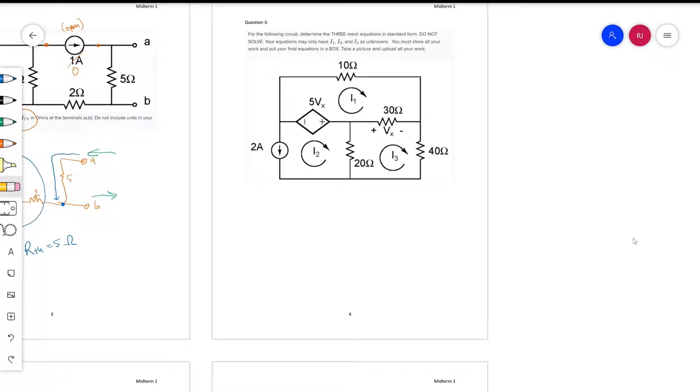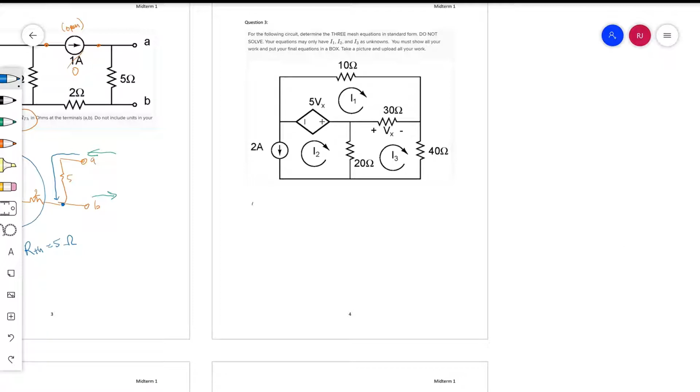Okay, now we're going to move on to question 3. In this question, it is saying for the following circuit, determine the three mesh equations in standard form. So in this picture, there are the three mesh currents that are labeled I1, I2, and I3. It's just a basic mesh analysis question, so we'll just go ahead and do this as we normally would.